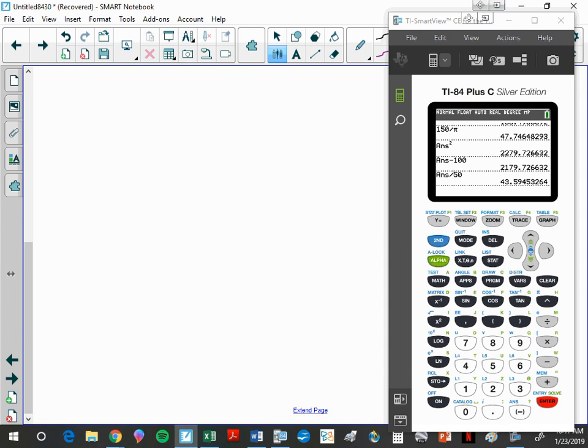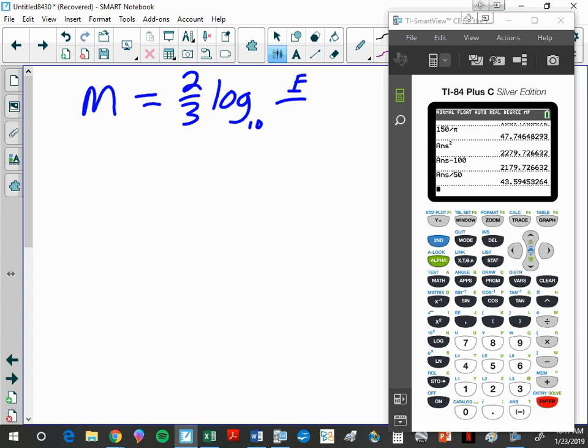Using the Richter scale, the magnitude of an earthquake M is determined by the amount of seismic energy E measured in joules released by the earthquake. The Richter scale value assigned to the earthquake is determined using the equation magnitude equals 2/3 log base 10 of E over 10 to the 4.4. So if you know how much energy was released, then you can calculate the magnitude.